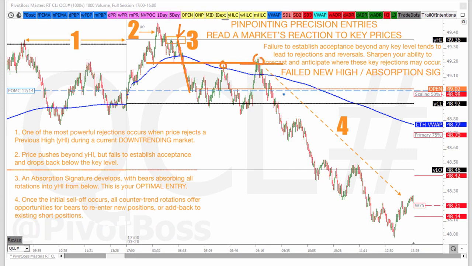There's a failed new high there, right? Once price breaks below support here, there's additional entries there. There's entries all over the place. But once you know what's happening, you can then know what to look for in the charts.